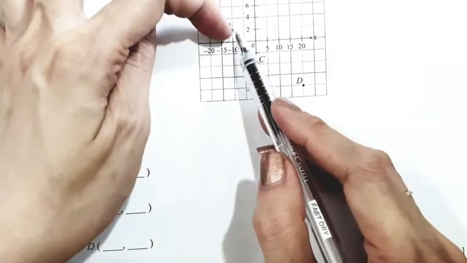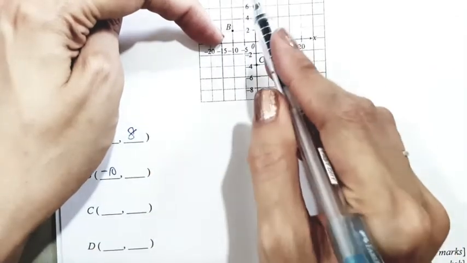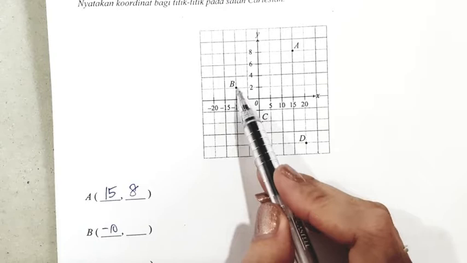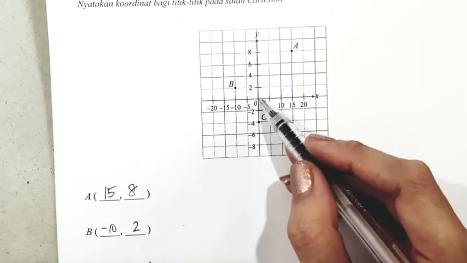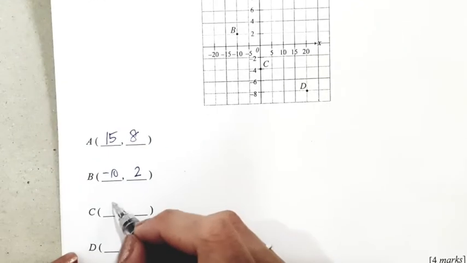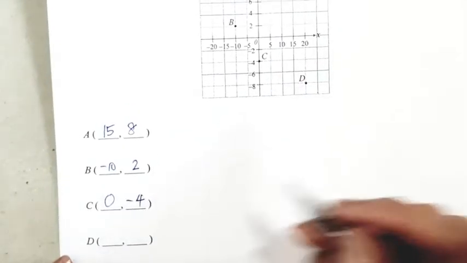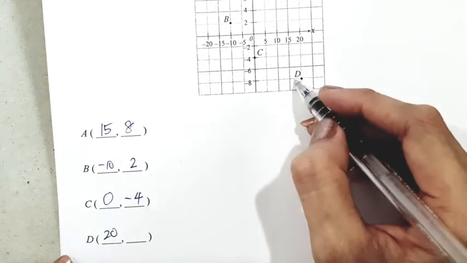And for B, you look down to the X, that is negative 10. And the Y coordinate, look at the Y-axis. From B, it's 2. And the point C, you look at the X-axis, it's at the origin, is 0. And the Y is actually on the negative 4 itself. The D, look at the X-axis, that is 20. And the Y-axis is negative 8. So that's our answer. Very easy.